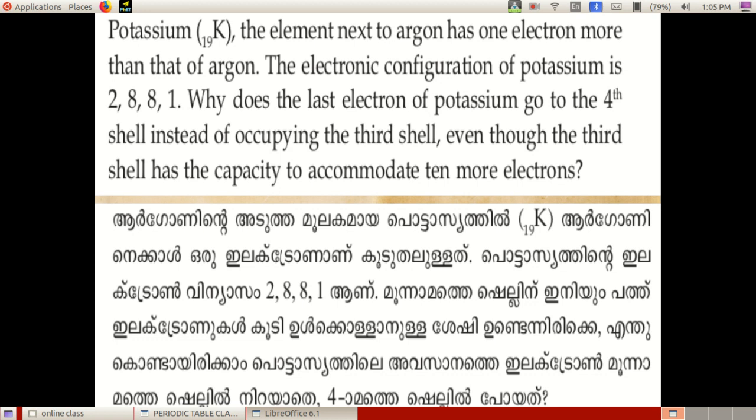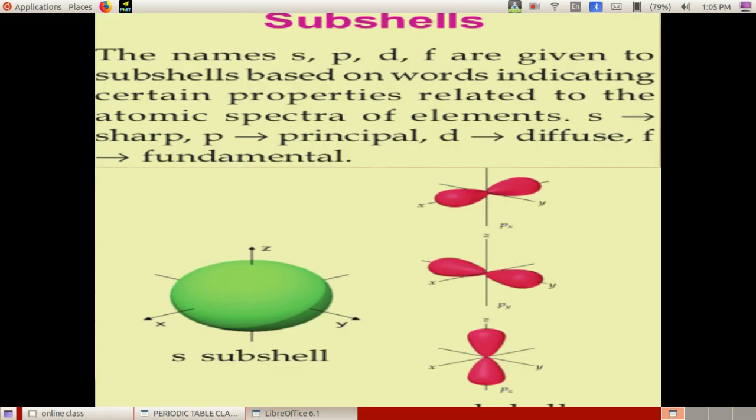Accordingly, electrons in each energy level are arranged in its sub-energy levels. Each sub-energy level in a shell is called a subshell. They are named as s, p, d and f. K shell, which is the first shell, has one subshell. L shell has 2, M shell has 3 and N shell has 4. See the subshells present in each shell shown in the table.